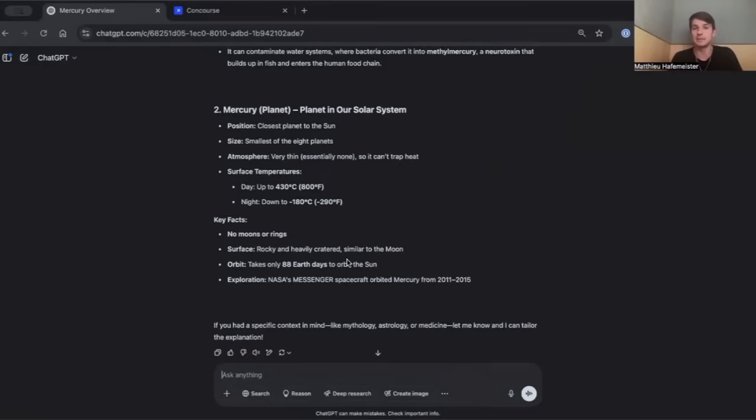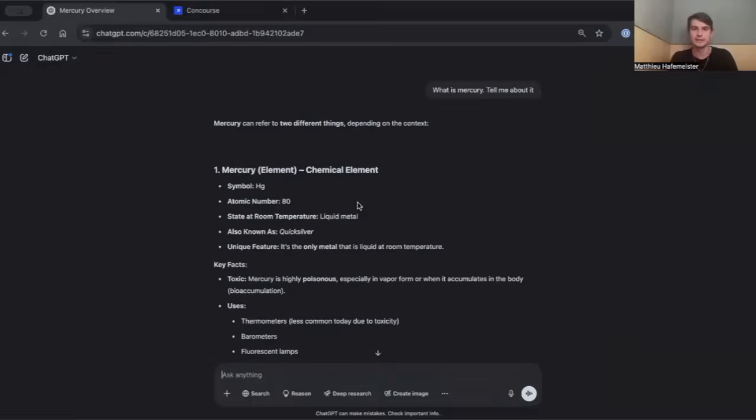In this instance, I'm going to ask about the planet in the solar system, and I want to learn more about it. And so when I ask that prompt, tell me about Mercury, it doesn't know what Mercury I mean, and it doesn't know what I want to know about it, right? Because the prompt is very generic. And so it's going to make its own determination of what to answer with.